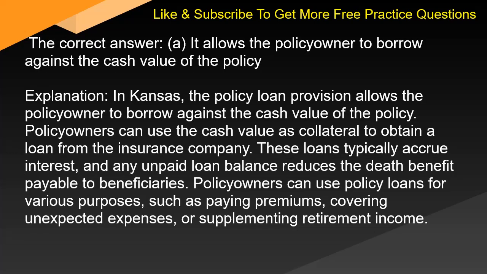The correct answer, A. It allows the policy owner to borrow against the cash value of the policy. Explanation. In Kansas, the policy loan provision allows the policy owner to borrow against the cash value of the policy. Policy owners can use the cash value as collateral to obtain a loan from the insurance company. These loans typically accrue interest, and any unpaid loan balance reduces the death benefit payable to beneficiaries. Policy owners can use policy loans for various purposes, such as paying premiums, covering unexpected expenses, or supplementing retirement income.